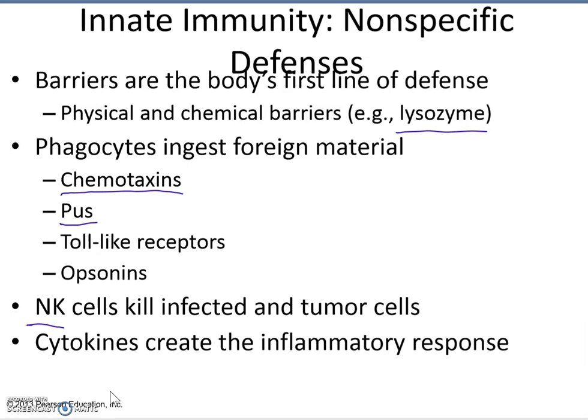Cytokines are a whole group of molecules that communicate between white blood cells. They can also help with the inflammatory responses. So basically, they're communication molecules in the immune system.